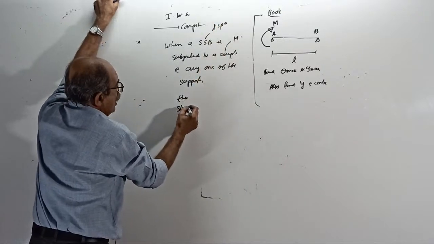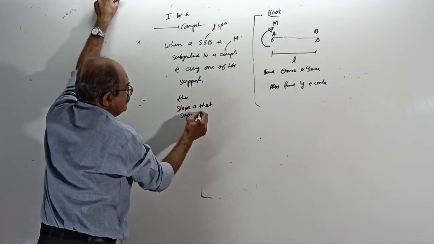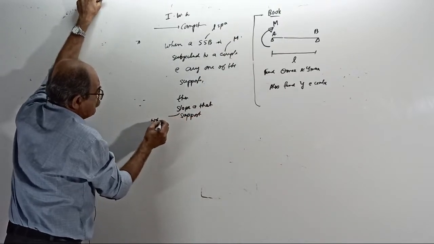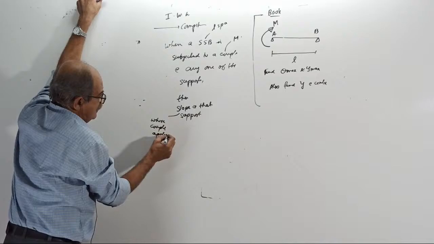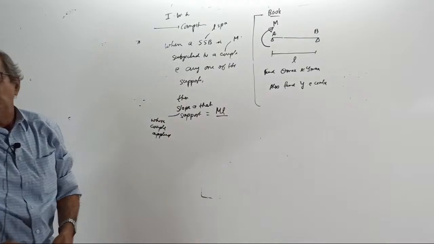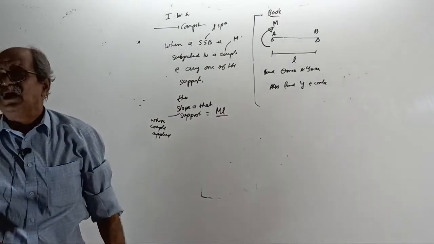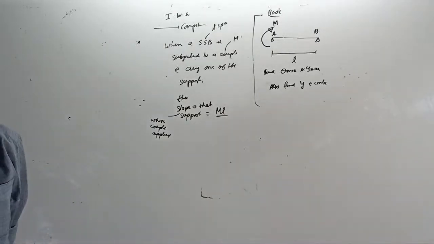Then the slope at that support, which support? Where the couple is applied, is equal to ML by, tell the answer. Those who came to my competitive examination class, I told you very clearly to say it by words: ML by number. If you know the number, tell the number. If you do not know, tell don't know.